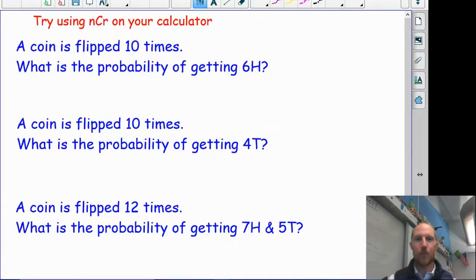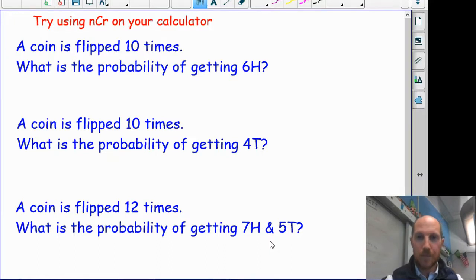All right, let's practice a couple of those using your calculator. Let's find these probabilities. Try using nCr on your calculator. Let's just follow along, see if you can get the calculator to do the things you want it to do. A coin is flipped 10 times. What's the probability of getting 6 heads? A coin is flipped 10 times. What's the probability of getting 4 tails? And a coin is flipped 12 times. What's the probability of getting 7 heads and 5 tails?